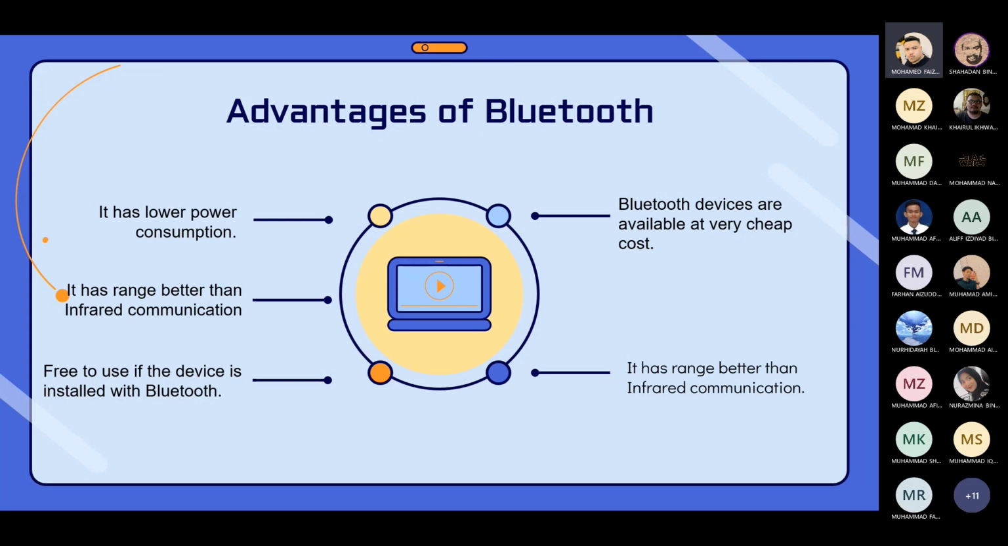The next is it has a better range than infrared communication. The maximum range that it offers is 300 meters, but this range is not the same for all similar connections. It depends on the nature of the devices and the version that they operate upon. The next one is it is free to use if the device is installed with Bluetooth. This is a major advantage, because anyone can figure out how to set up a connection and sync two devices with ease. Moreover, the technology is completely free to use and requires no charges to be paid to any service provider.